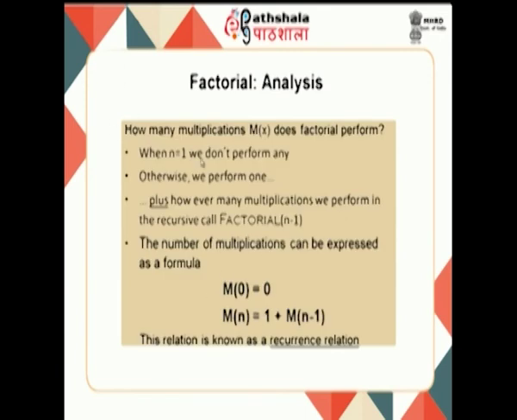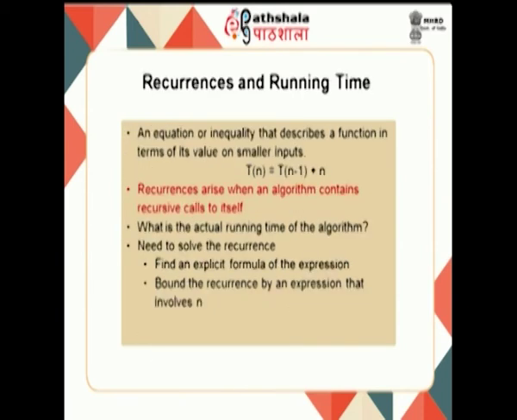So, this is the analysis. Normally, when n is equal to 1, we do not perform any action, otherwise we perform 1 plus however many multiplications are needed for the recursive call factorial n minus 1. So, this is the number of multiplications we will have to do. This is called the recurrence relation, and the time taken will be T of n equals T of n minus 1 plus n. So, recurrence relations are used when an algorithm contains recursive calls to itself. And so, what is the actual running time? For that we have to solve the recurrence.